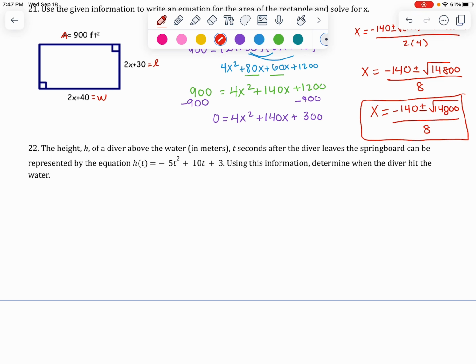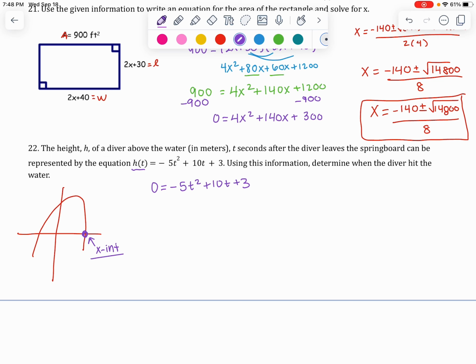Question 22, we have the diver going off of a springboard, and the equation can be represented by h of t equals negative 5t squared plus 10t plus 3. Using this information, determine when the diver hit the water. So if we have a quadratic, remember that's the parabola shape, and the diver hits the water at this point on the graph. That is the x-intercept. X-intercepts are the same things as the roots or solutions that we've been solving for in this whole review. So if I'm looking for the x-intercept, I'm going to set the equation equal to 0. So now it's 0 equals negative 5t squared plus 10t plus 3.